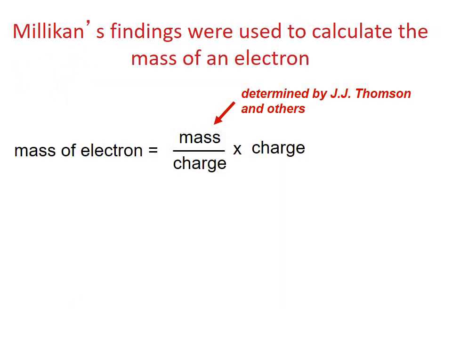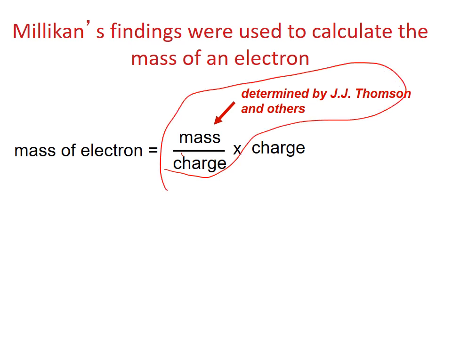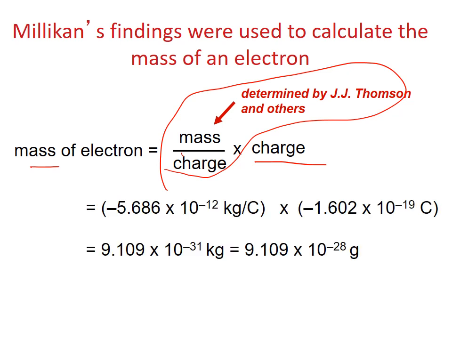By combining J. J. Thomson's mass to charge ratio of the electron and Millikan's charge of the electron, the mass of the electron can be calculated. And the conclusion is 9.109 times 10 to the negative 28 gram.